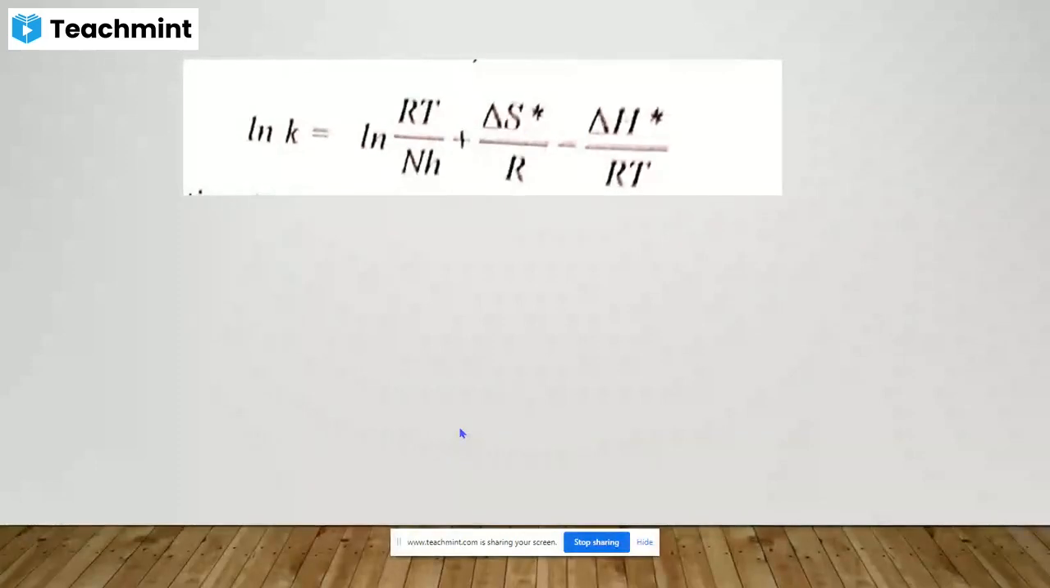So it does not depend on anything. And this equation we have derived by using the important Eyring equation. So from the Arrhenius equation and Eyring equation, we have drawn this important equation: ln k is equal to ln RT divided by NH plus delta S star divided by R minus delta H star divided by RT, where NH is the constant. It is definite at the temperature and independent of the nature of the reactant and the product involved in the reaction. It does not depend on anything.